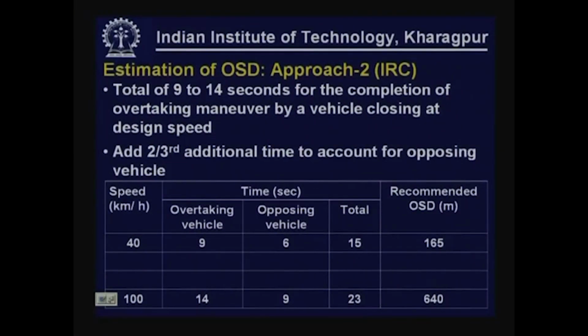Now, let us see another approach for estimating overtaking sight distance. This approach is recommended by Indian Roads Congress. It is assumed that the complete overtaking operation takes a time in between 9 seconds to 14 seconds. So, 9 seconds to 14 seconds is the total time required for overtaking depending on the speed.